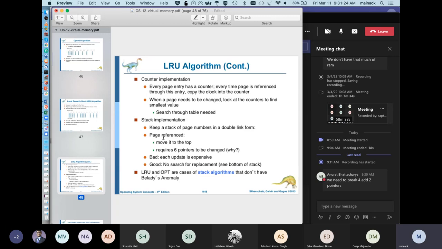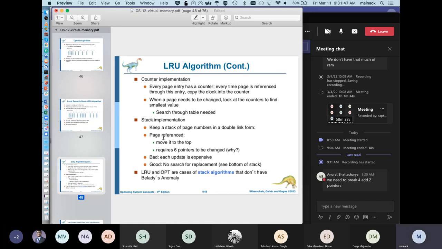That's expensive. You need to do pointer arithmetic for 6 pointers for each update. However, the good part is that there is no need to search, which was one of the big algorithmic problems for the counter implementation. You just go to the bottom of the stack and evict it.